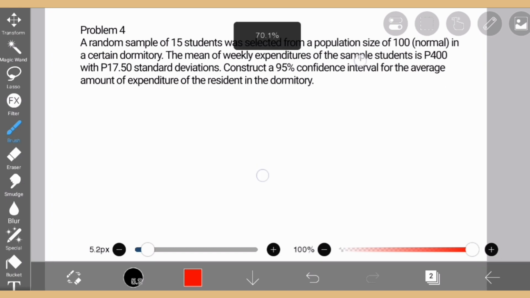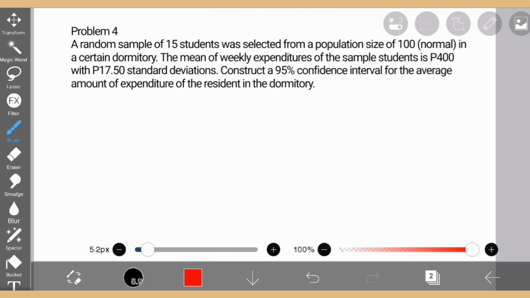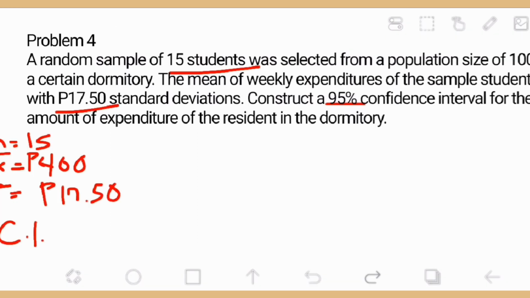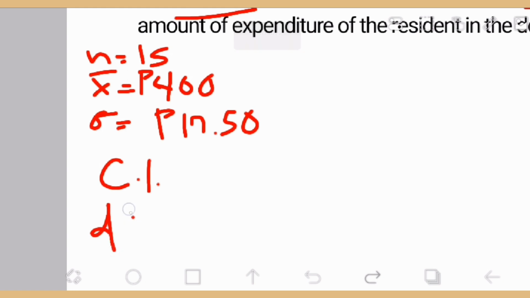So we have here five numbers, but we will disregard one of them. We're going to pay attention to 15 students, which will be our sample size, and 400 pesos, which will be our mean, 17 pesos and 50 centavos, which will be our standard deviation, and 95%, which will be our confidence level.